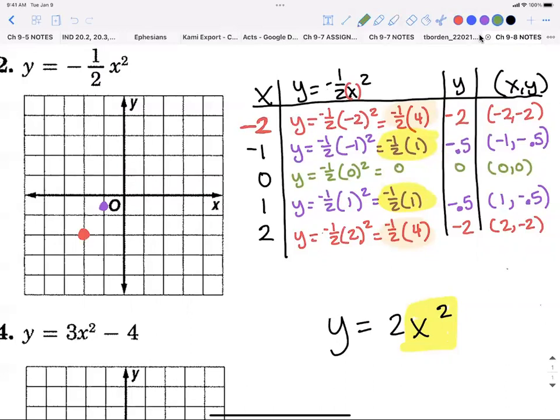Then graphing the point 0, 0 is nice and easy. It's right there at the origin. Now notice what happens when I get to my other side, with my color coding. I've got positive 1, negative 0.5. So I go over to positive 1, which is right here, and down 0.5. And then when I graph my last red one, it is positive 2, negative 2, which is here. So notice what happened. My 0 became my turning point for my graph.